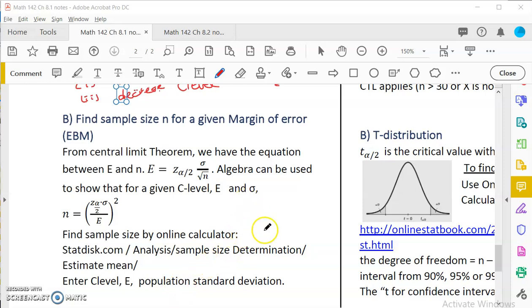Hello, Statistics student. This video is for Chapter 8.1, Confidence Interval for Mean for one sample. So we are doing the second part of 8.1.